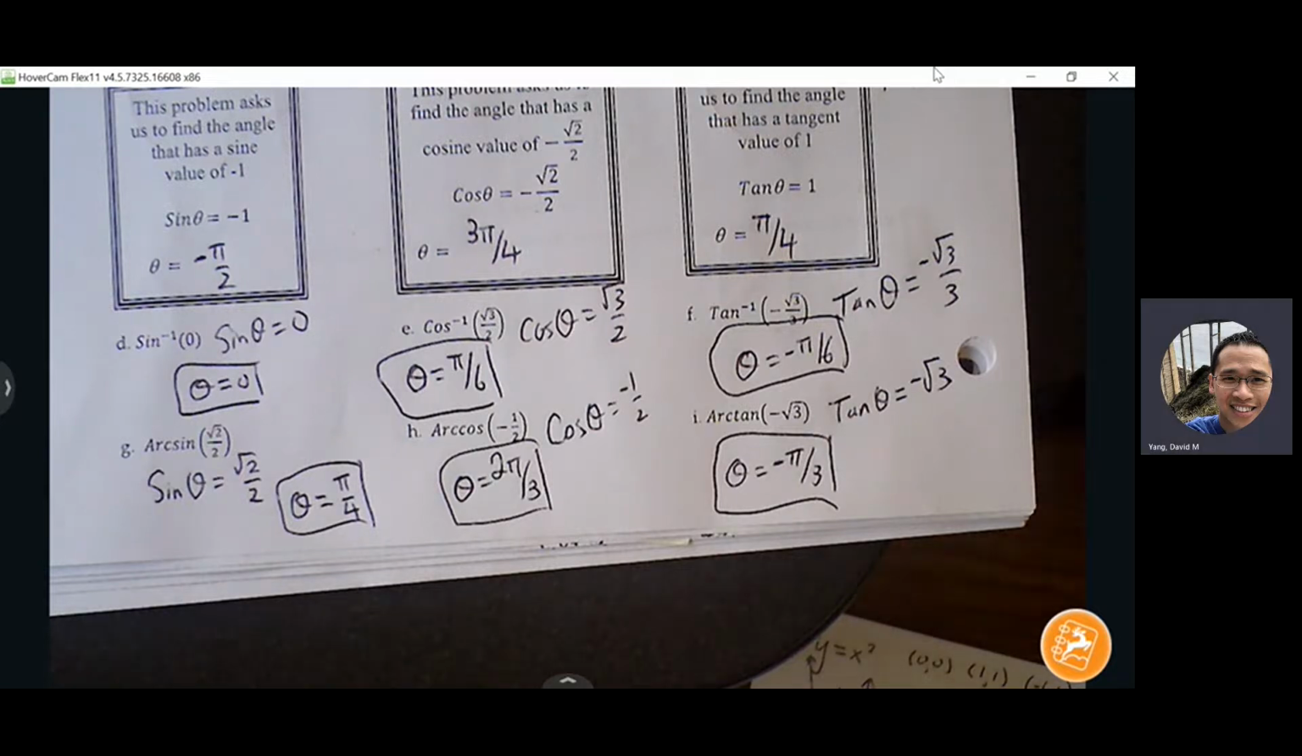Got it, right. Tangent is y over x. So if you want to look for 0, you want to look for where y over x equals 0. 1 over 0 doesn't make sense. Negative 1 over 0 doesn't make sense. 0 over 1, that makes sense. Right. So 0. And then for 1, look for 1 over x squared.